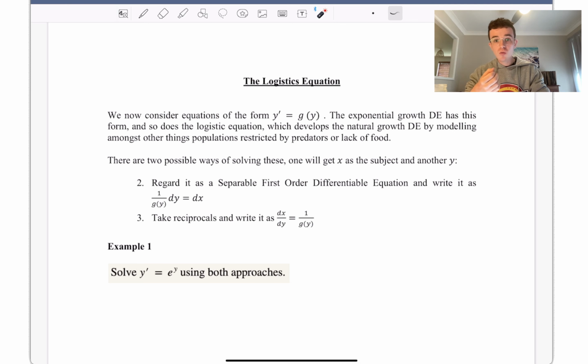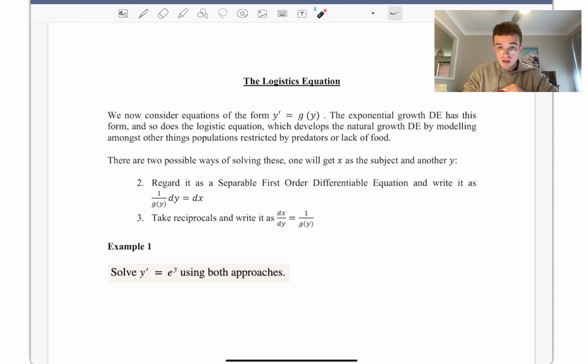It is there, it's equal to 1, but it's just a tad different because we've only got things in terms of y in these types of questions. Now, exponential growth and decay follows these equations. So a good example is modelling diseases, but also populations may be restricted by predators or lack of food.